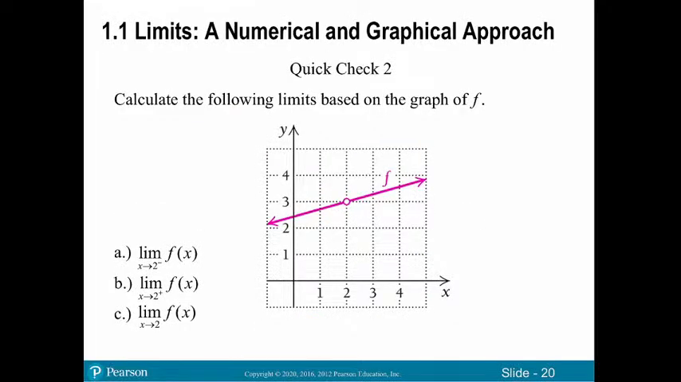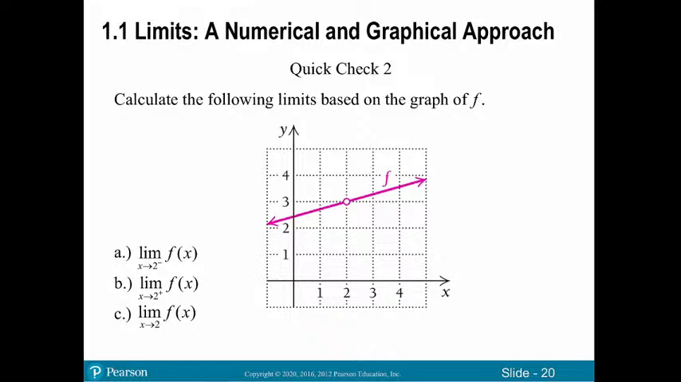So in this example, we're asked to calculate the following limit based on the graph of the function. The limit as x approaches 2 from the left. As we're coming from the left, the y value is getting closer and closer to what, 3? Approaching 2 from the right, the y value is getting closer and closer to 3. So then the limit as x approaches 2, we say the y value is 3, even though this function is not defined when x is 2.